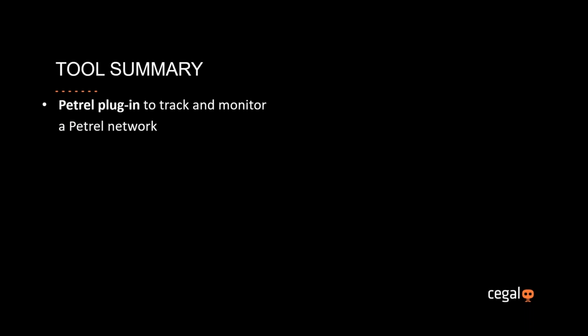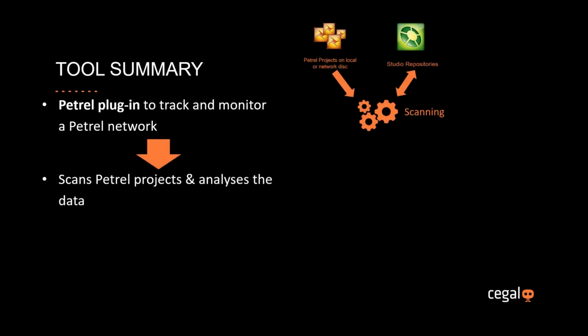So what is Project Tracker? It is a Petrel tool to track and monitor a Petrel network. The way it works is we have an application server typically, which goes out and finds Petrel projects. It then opens those Petrel projects, ingests the metadata, and pushes it into a central SQL database. Once that data is inside the database, we're then able to analyze it.